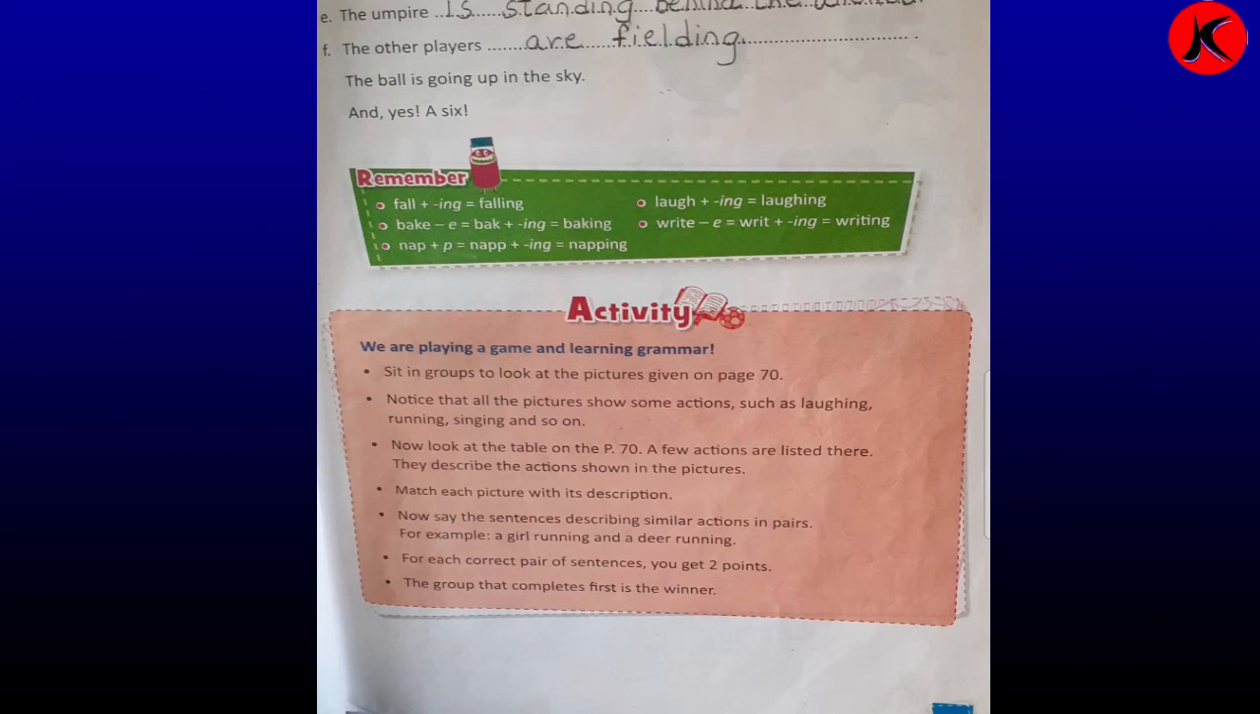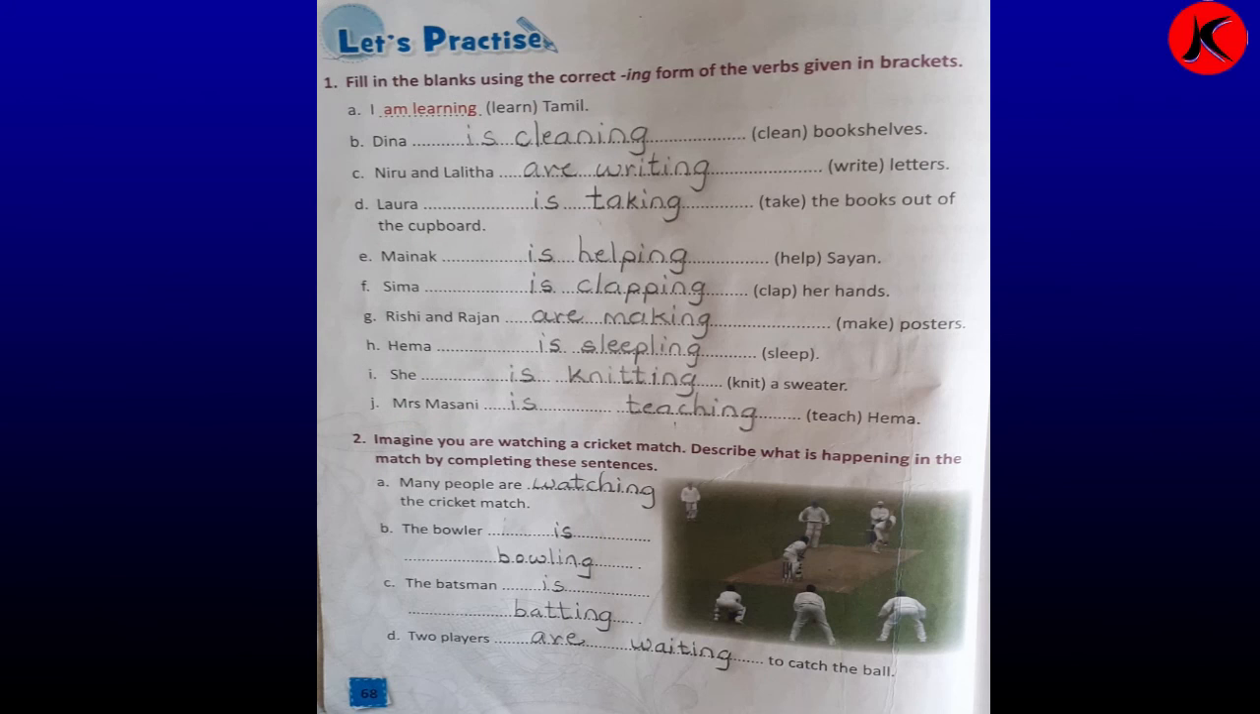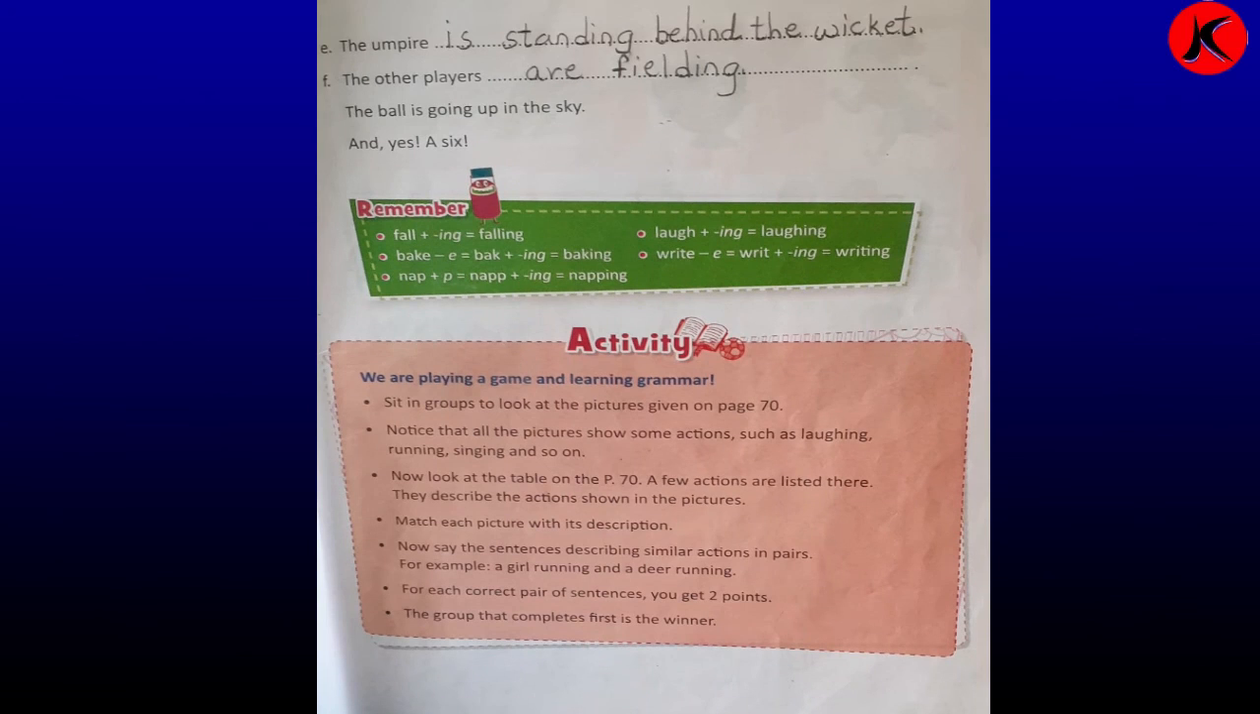Then, the umpire is standing behind the wicket. You can see over here this is the umpire, right? So where is the umpire standing? The umpire is standing here. The umpire is standing behind the wicket. The other players are fielding. Yes, that is also important. Now over here players are there, you can see children, players more than 1. So you write are fielding.